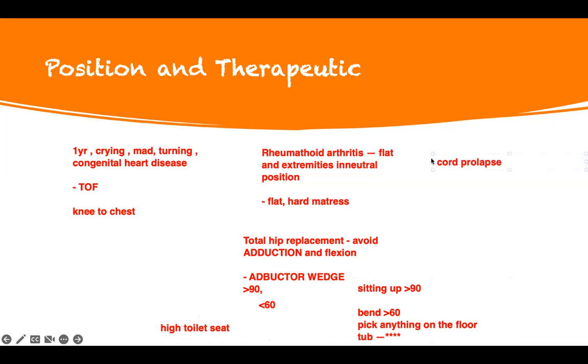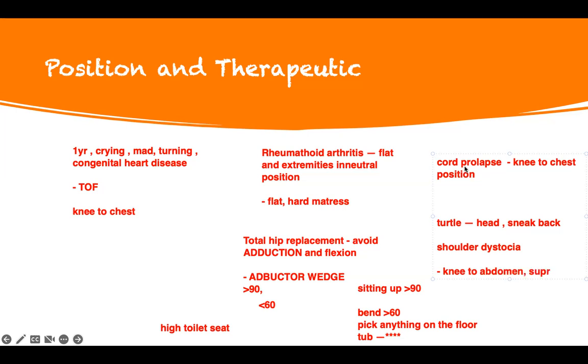And then you saw a deceleration, and then you see a cord is coming out, prolapse. What do you think? Knee to chest position. Baby is coming, and you saw a turtle sign. What is that? The baby's head comes out and sneaks back, back and forth, back and forth. We have shoulder dystocia. What do you do? Knee to abdomen and suprapubic pressure.